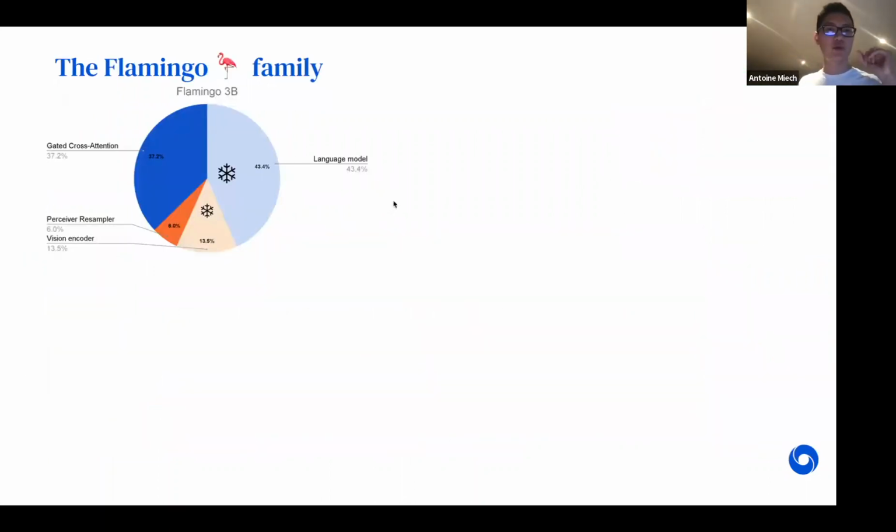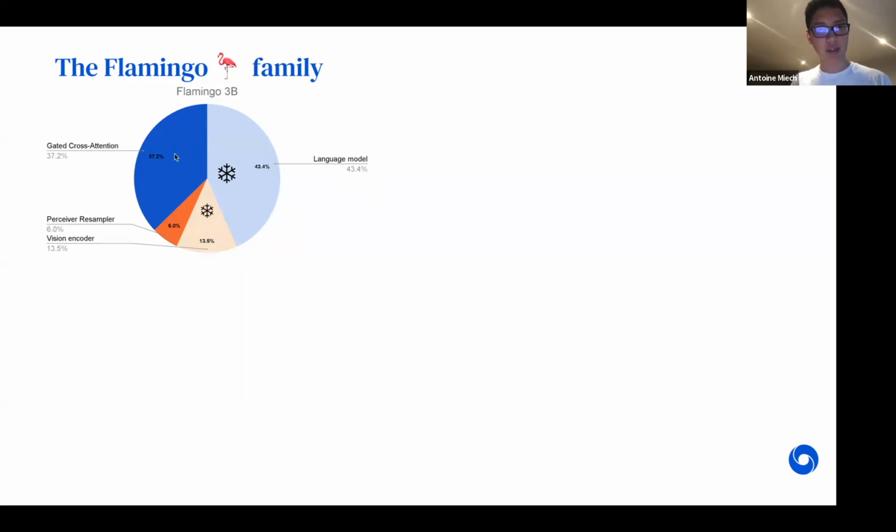Okay, so now I will be diving into what we call the Flamingo family. Here I will be showing the smallest model we have, the Flamingo 3 billion parameter. This pie chart represents the overall parameter count of the model based on different components and whether or not they are frozen. You can see the biggest component is the language model, on the right-hand side, and it is frozen. Then you also have the vision encoder, which is frozen and is small compared to the language model, only 13% of the parameter count. And on the left, you have the modules that we train, the Perceiver Resampler and the gated cross-attention layers. So we actually have more frozen parameters than parameters that we train.